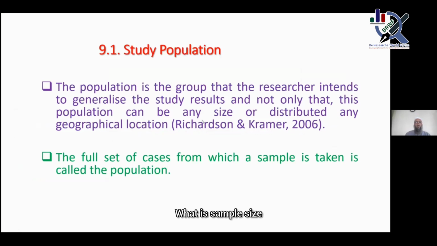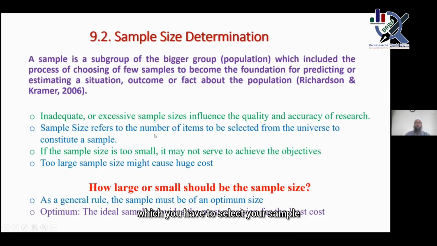What is sample size? How will you determine your sample? There are some techniques by which you have to select your sample. A sample is a subgroup of a bigger group, the population. From the population, you have to select that. That is why it is called a subgroup, which involves the process of choosing a few samples to become the foundation for predicting or estimating a situation, outcome, or fact about the population.